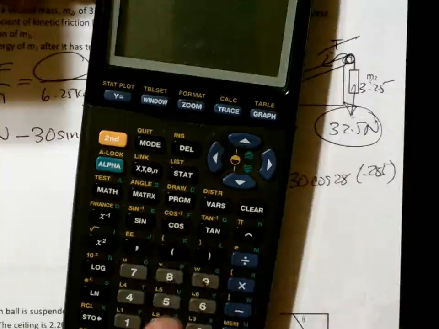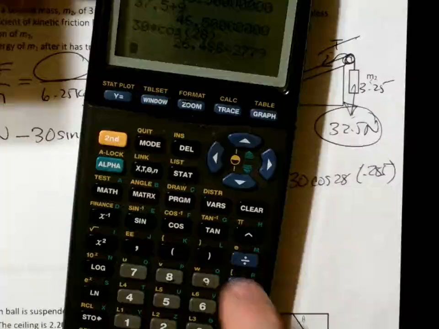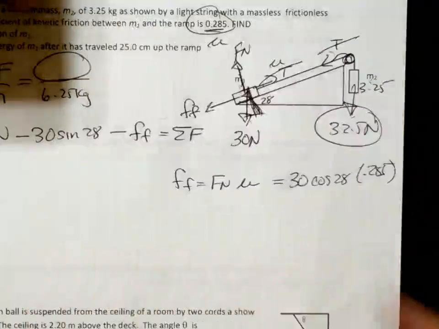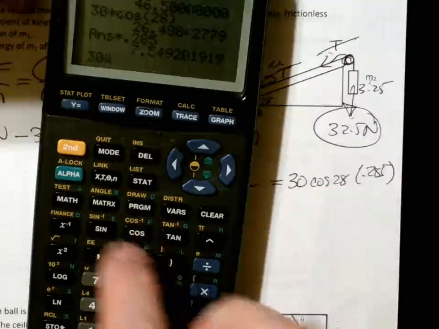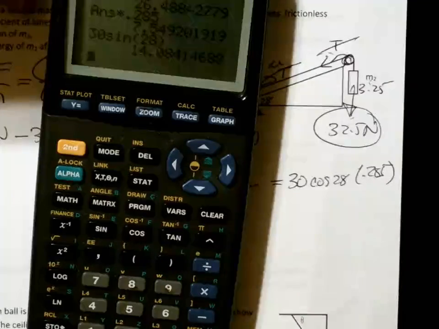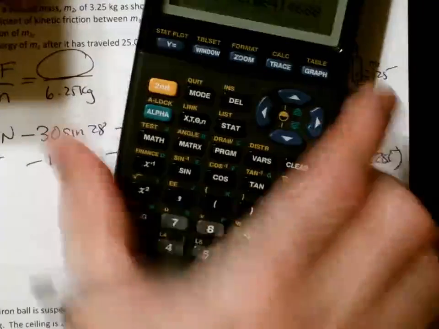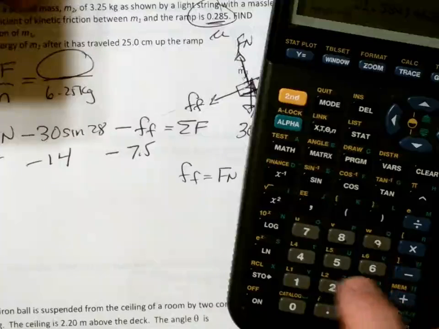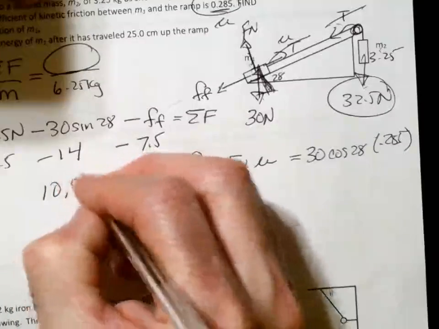So 30 times cosine of 28 times 0.285. So this is 7.5. And 30 times the sine of 28 is 14. And this is still 32.5 newtons. So plus 7.5 minus 32.5. And so the net force is 10.9 newtons.